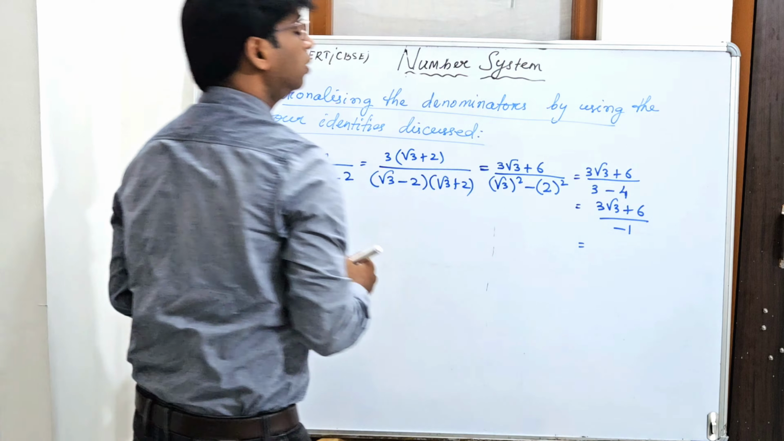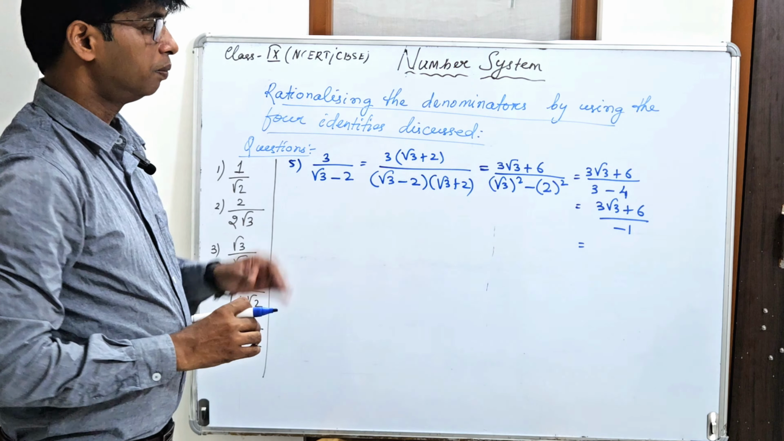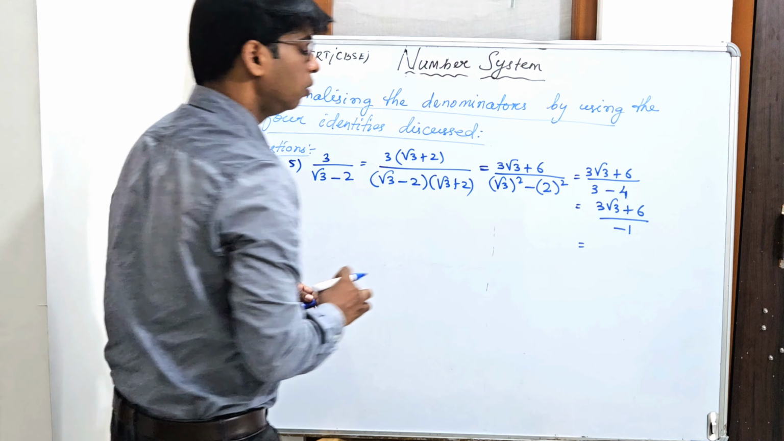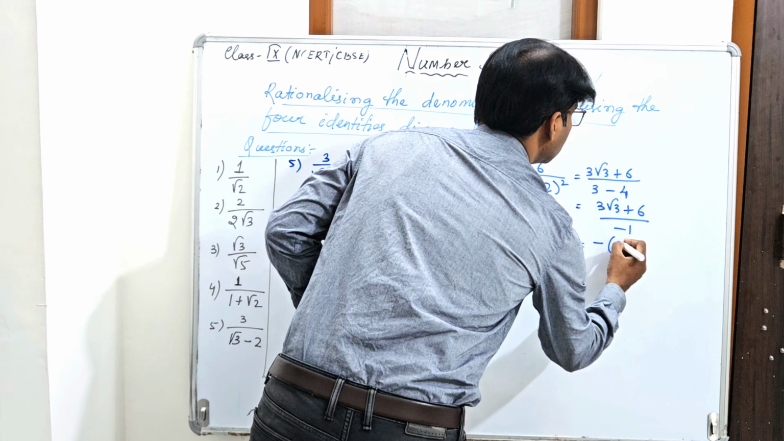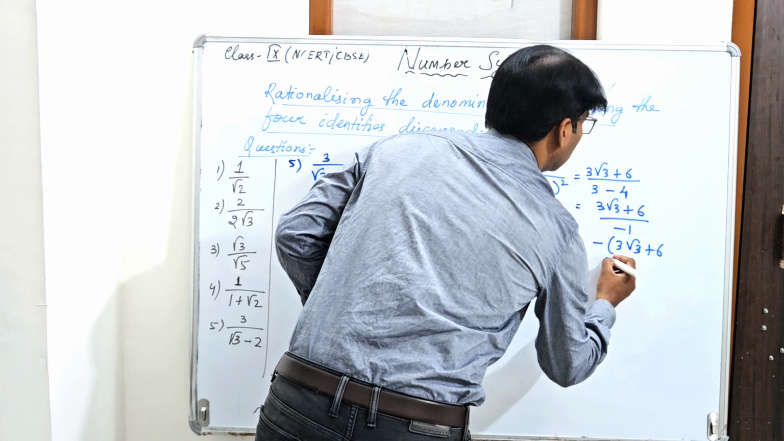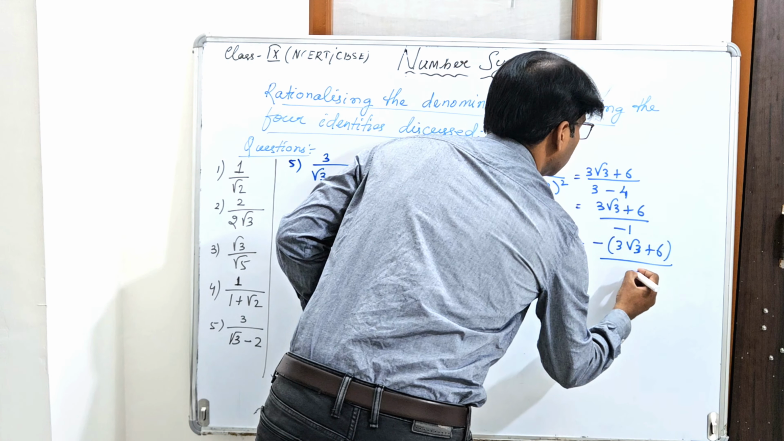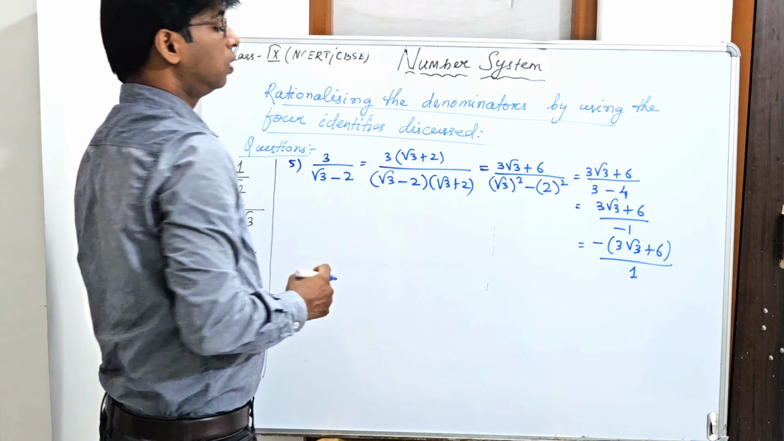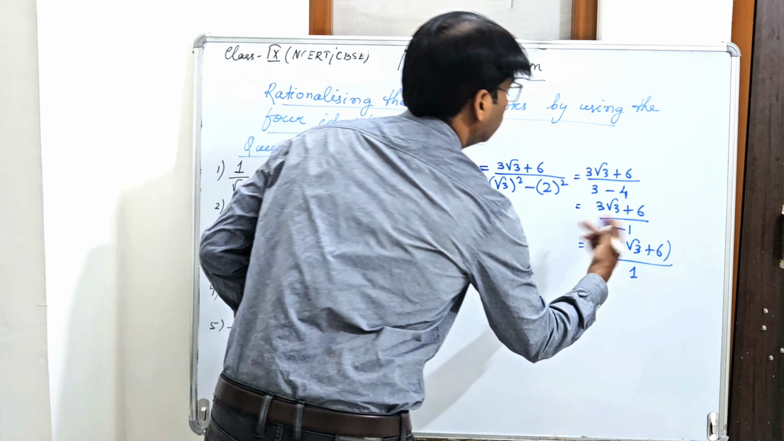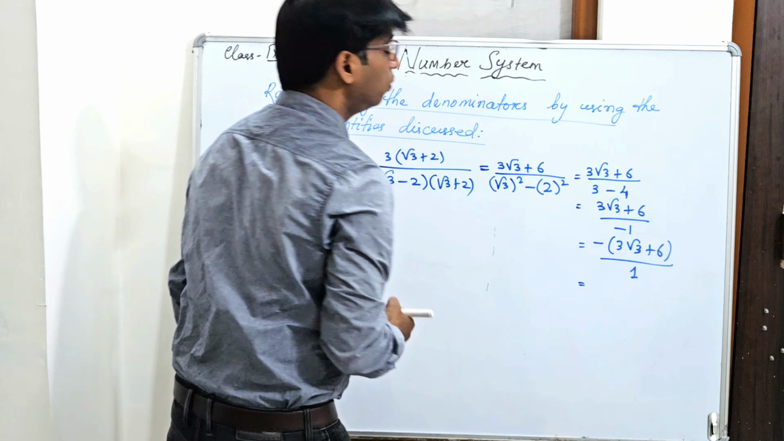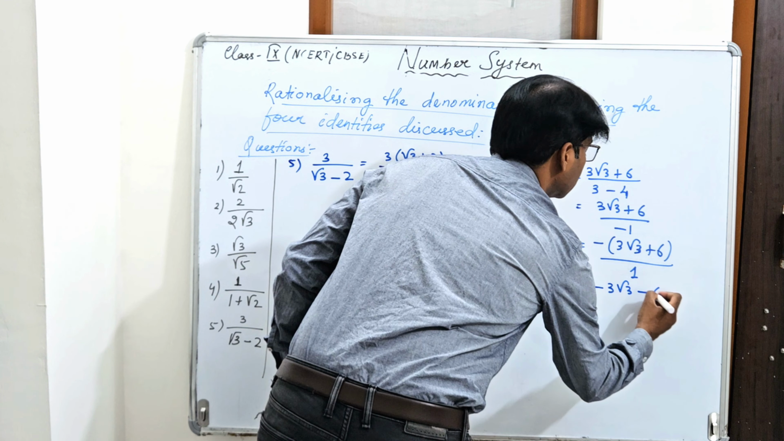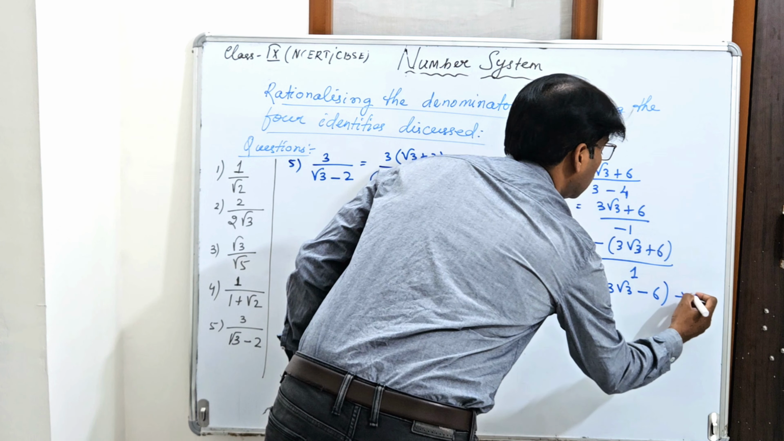So how to make the denominator positive? We have to multiply minus 1 in both numerator and denominator. So what will we get? Minus whole into 3 root 3 plus 6 whole by plus 1, because minus 1 into minus 1 will be plus 1. So when the brackets are opened, what you will get? Minus 3 root 3 minus 6. So this is your answer.